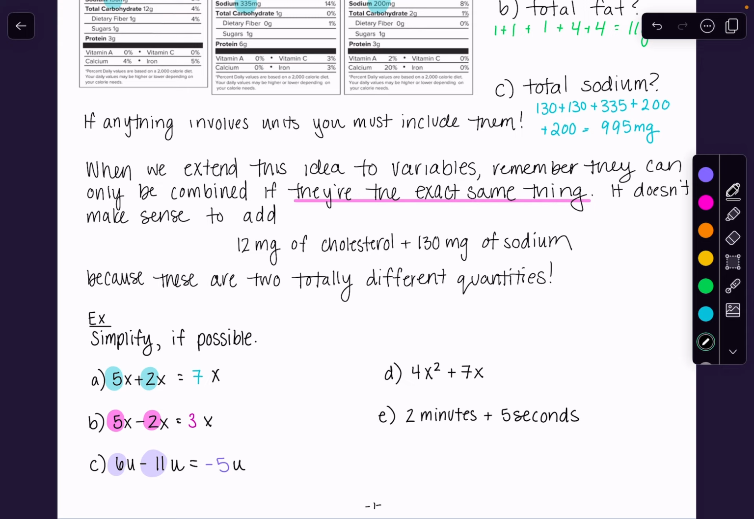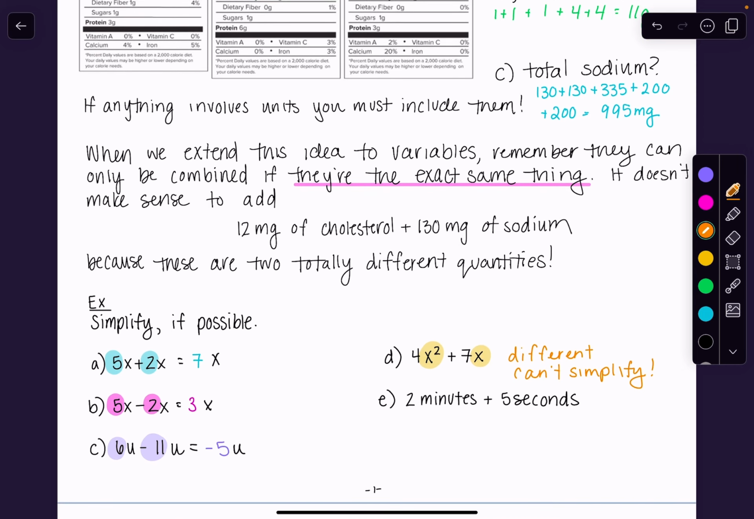Okay. For this next one, I have 4x squared and 7x. So although it's the same variable, x squared and x are different. They are not the same quantity. So in this case, we cannot simplify this at all. Okay. So this stays put. x squared and x are 2 different things, so we cannot combine them.